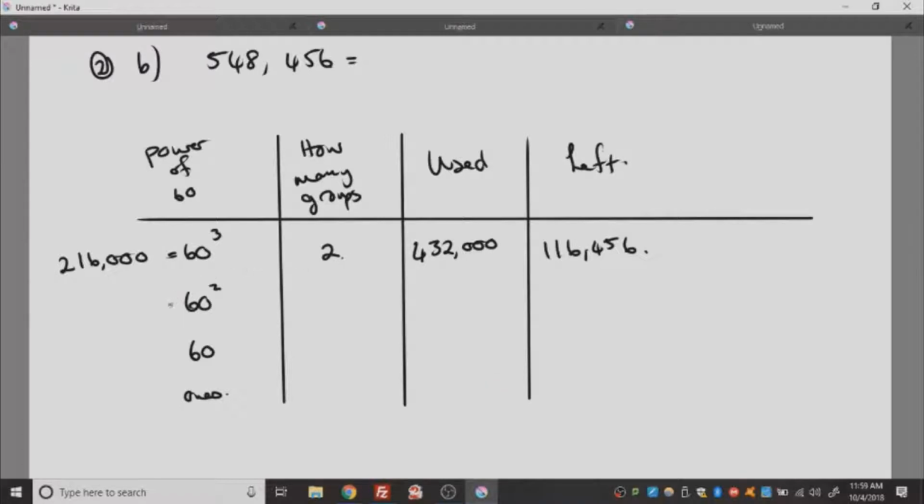Anyway, now I'm fitting in 3600s into what's left. So I take 116,456 divided by 3600 and I get... into what's left, I'm fitting 3600s. Fitting in means division. So I write 116456 onto Mr. Calculator. Or Miss Cal, I don't know. Wait, she's doing it. Hold on. Do you have that number? Yeah. Divided by 3600.